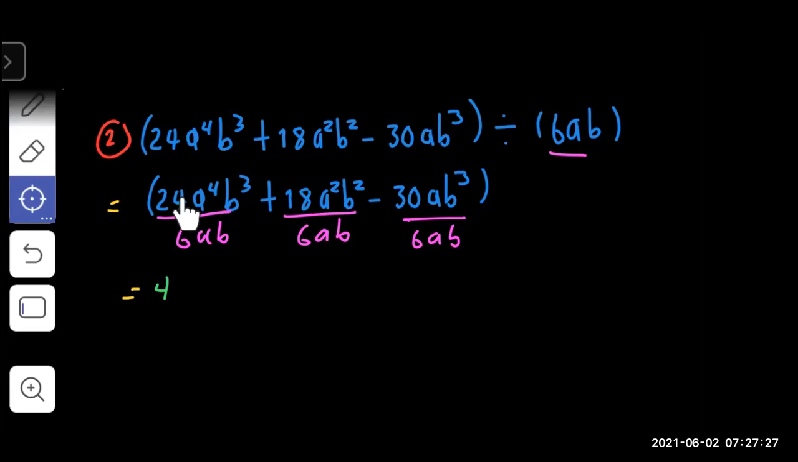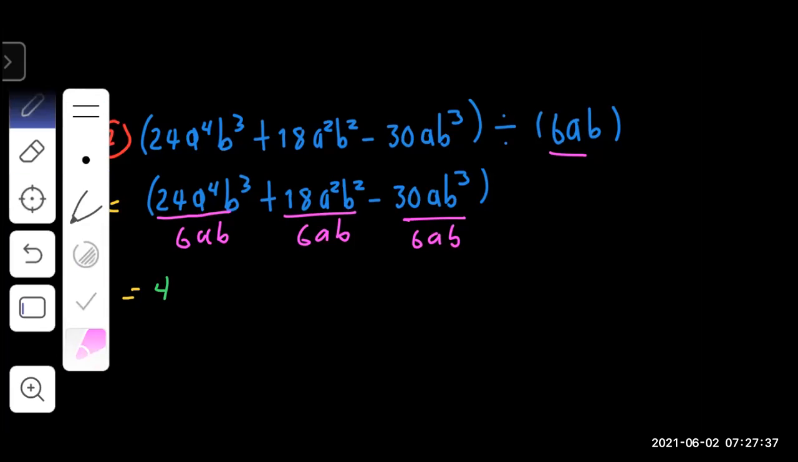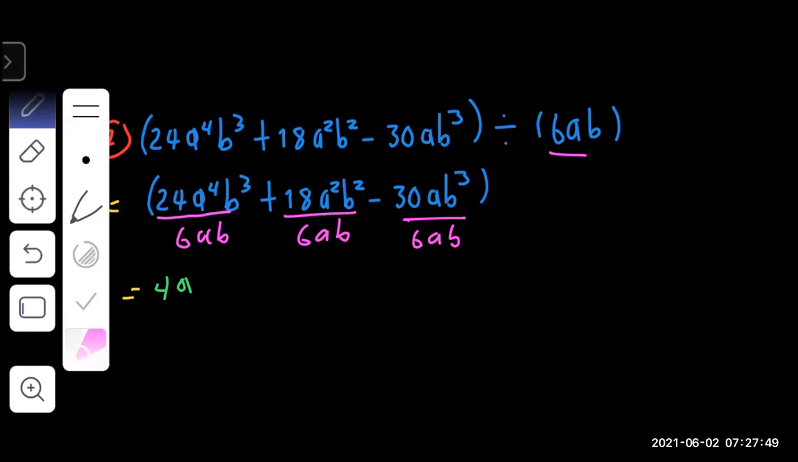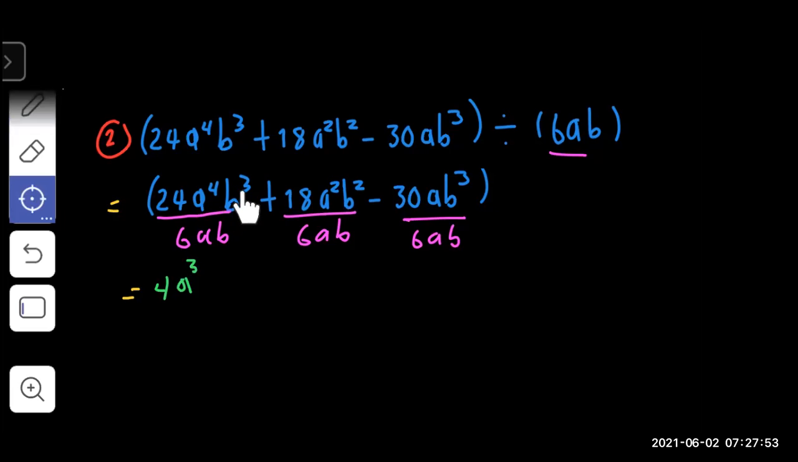6 times 4 is 24, and 24 divided by 6 is 4. Now let's go to the variables: a raised to the fourth power and a raised to the first power. We copy the base a, and then we subtract 4 minus 1, which is 3. So a cubed, correct.